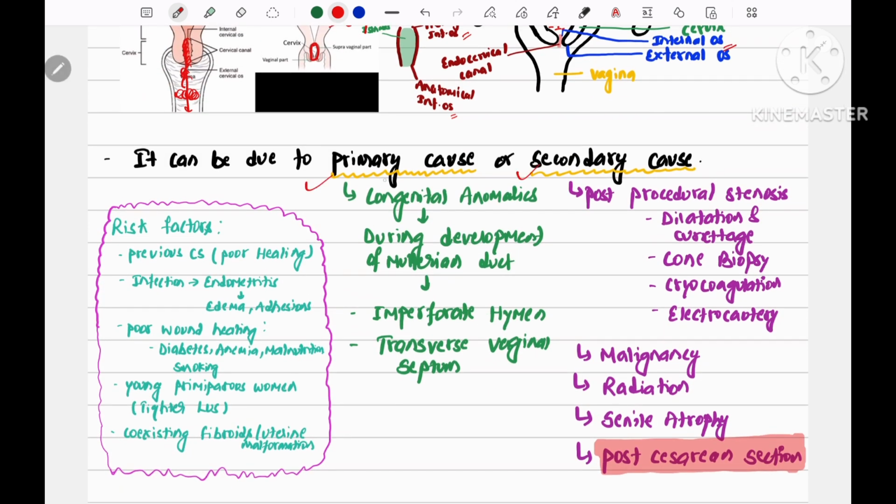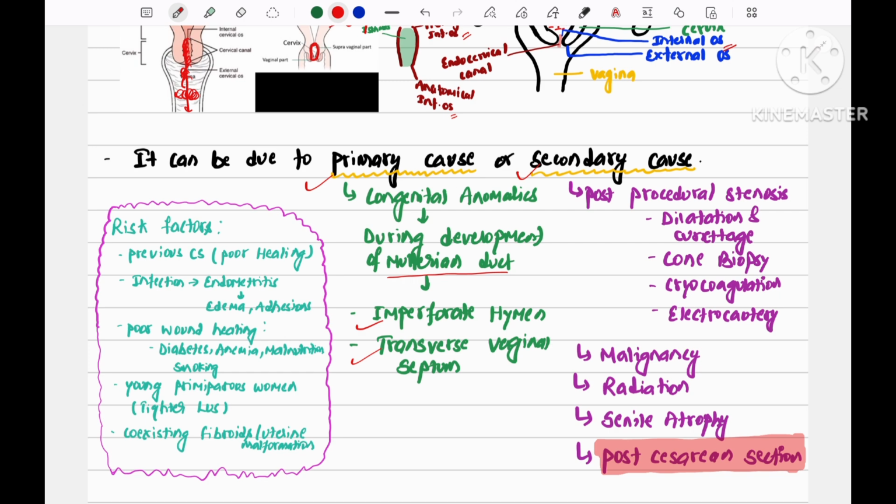Okay, so what are the things in the primary cause? The first one is congenital anomalies. Listen, during embryogenesis, this lower part of the genital tract is forming from the Müllerian duct, and during the development of the Müllerian duct, if there is any abnormality, that leads to the formation of either an imperforate hymen or a transverse vaginal septum.